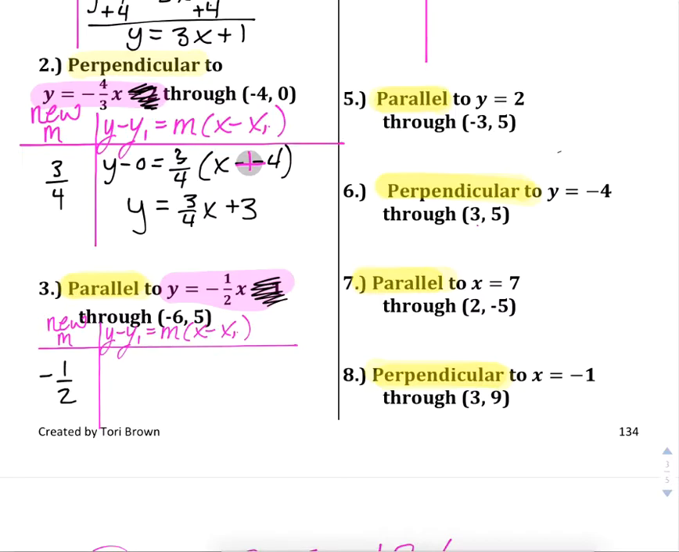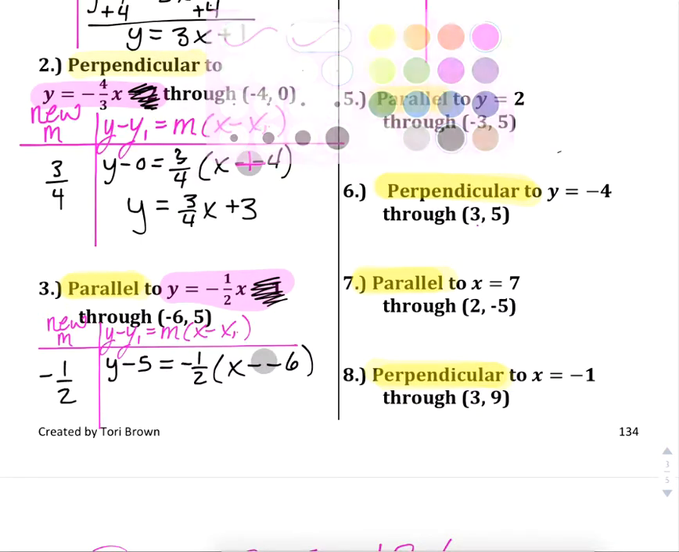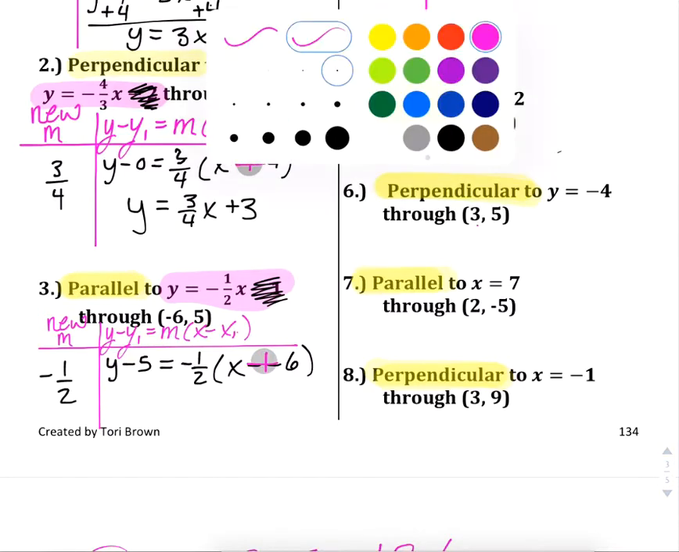I'm plugging in negative 6, 5 as my point, so it's going to look like y minus 5 equals negative 1/2 x minus a negative 6. Again, I have those double symbols, so I want to make sure that I change it to a plus sign.